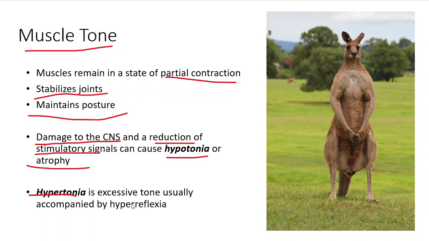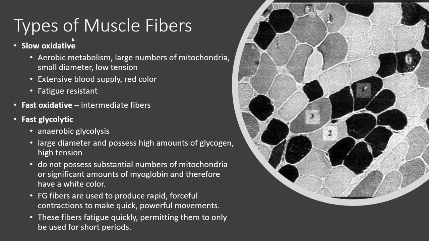Hypertonia is just the opposite. Excessive tone, and usually you get exaggerated reflexes as well. Types of muscle fibers, let's divide these up into their three. Now, these muscle fibers are distinct as far as their function and what they can and can't do. But this is something that you probably should know, is that these muscle fibers can change from one type to another depending on what you do with your muscles, what type of exercise or activity you do.